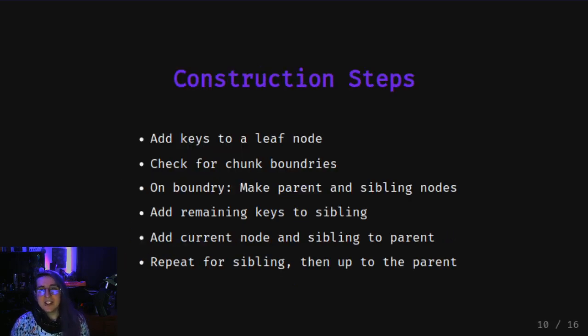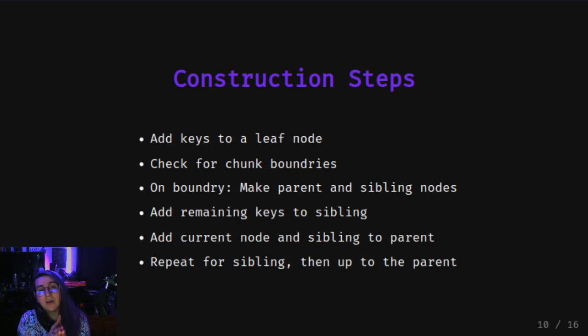So here's a gist of how you construct a Prolly tree, or how you can go about updating a portion of it. What's useful is that it's a bottom-up approach, and you can build the tree as you ingest data. So first you start by beginning to add keys to a leaf node. As you're doing this, you're going to be checking for chunk boundaries for each key value pair. And once you've discovered a boundary, you create a parent node if one doesn't exist, and a sibling node.